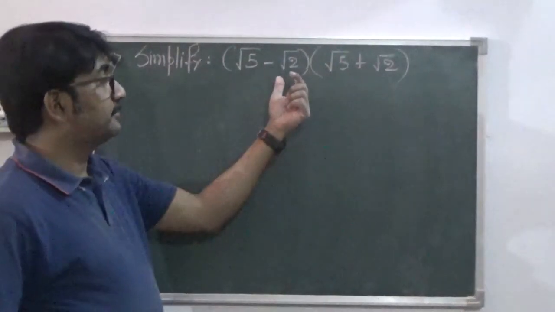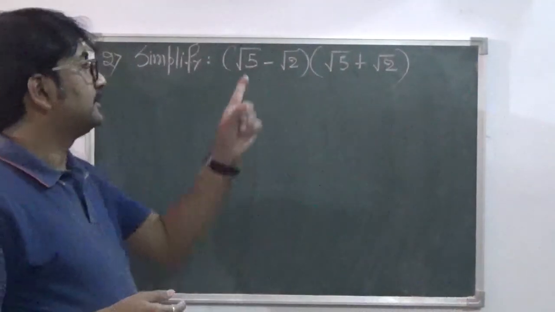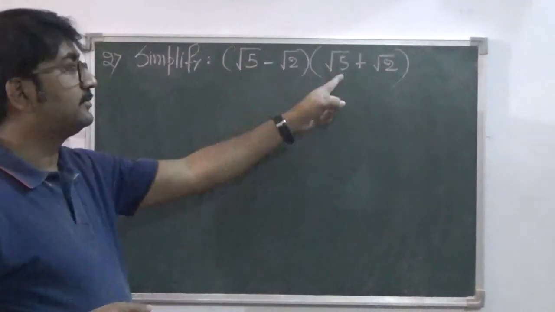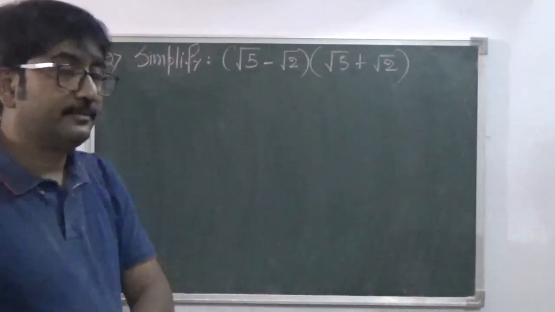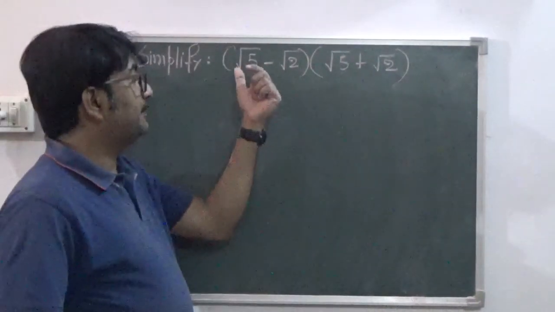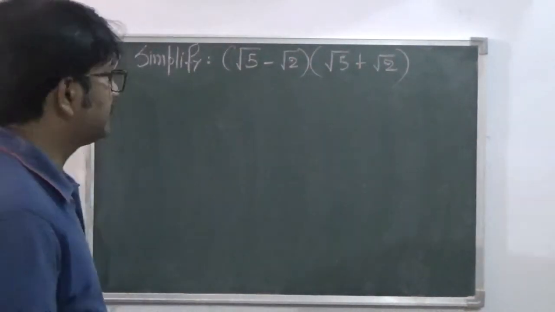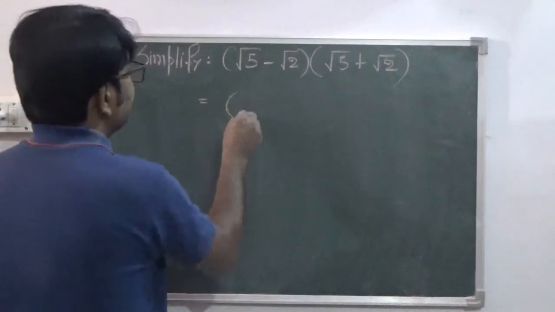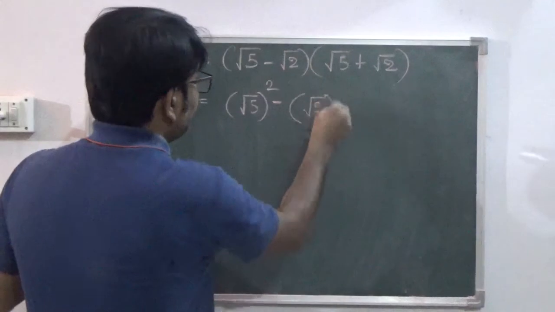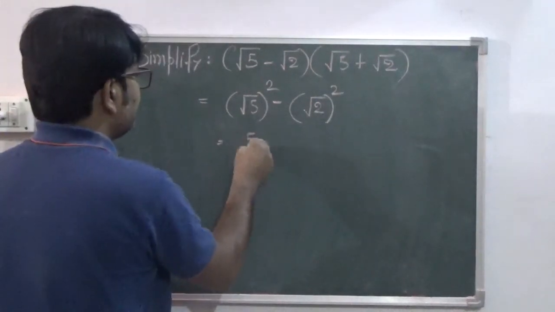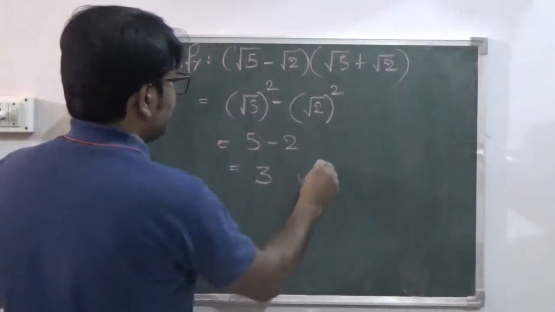Root 5 minus root 2 and root 5 plus root 2 are conjugate surds. We know the identity: a minus b into a plus b is a square minus b square. Applying that, root 5 square minus root 2 square. Root 5 square is 5 and this is 2. So finally we come to the answer 3.